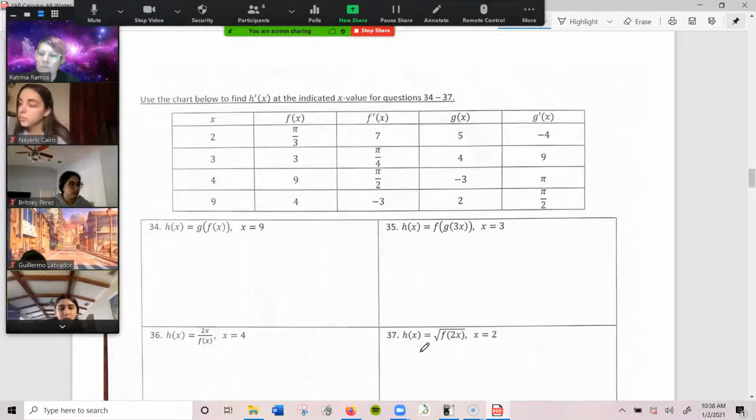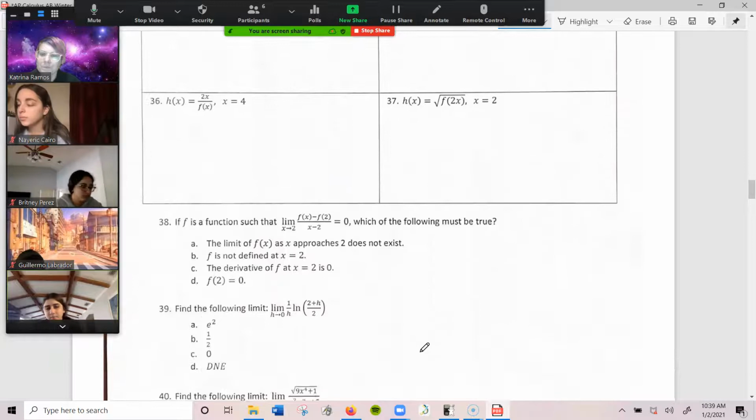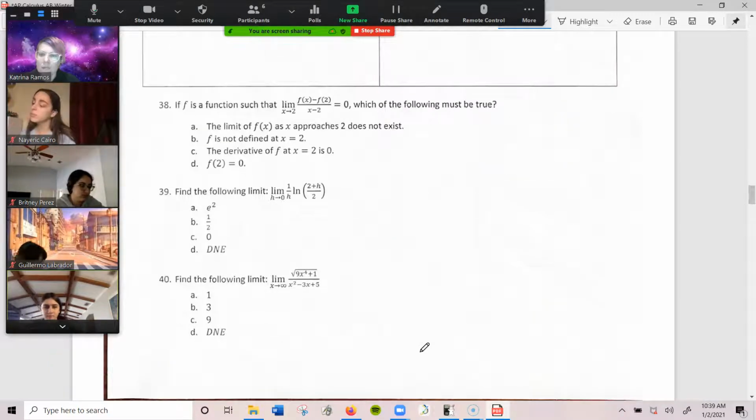Number 40. Find the following limit. Okay, so this is a limit as x is approaching infinity. We did some questions like this. If you remember the lesson on the limits to infinity or infinite limits, whatever, it's the very, very end. It's like the last two slides, I believe.